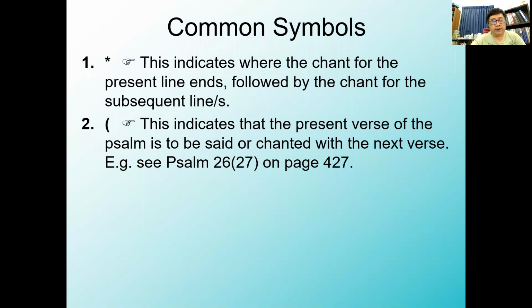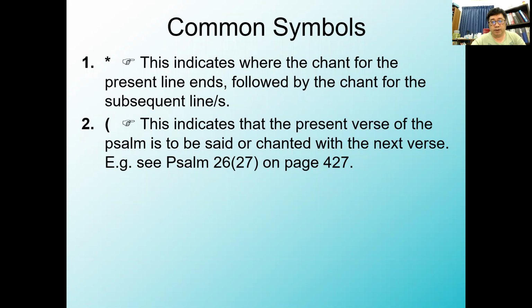Hi there. When it comes to chanting the Psalms or Canticle, there are certain symbols that we need to take note of, and the symbols are as follows. The first symbol that we need to take note of is what we call an asterisk. This indicates where the chant for the present line ends, followed by the chant for the subsequent lines.